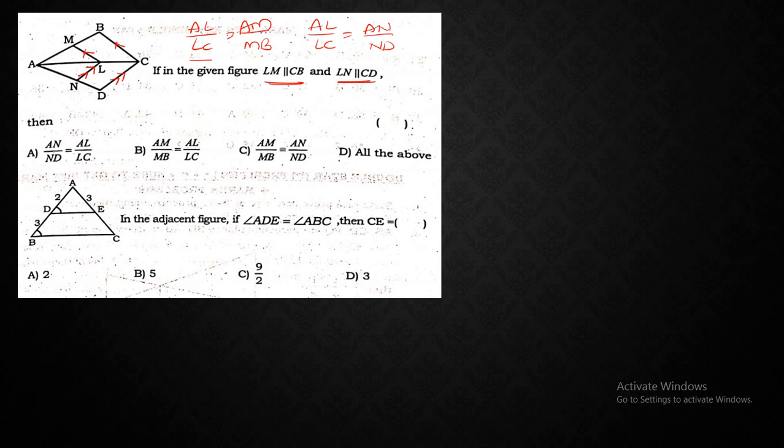Already in these two equations, the left hand sides AL by LC are equal. Then obviously the right hand sides are also equal. From that we can say AM by MB is equal to AN by ND. So the answer is AM by MB is equal to AN by ND. Next, AM by MB is equal to AL by LC. So AM by MB is equal to AL by LC is also possible, no?